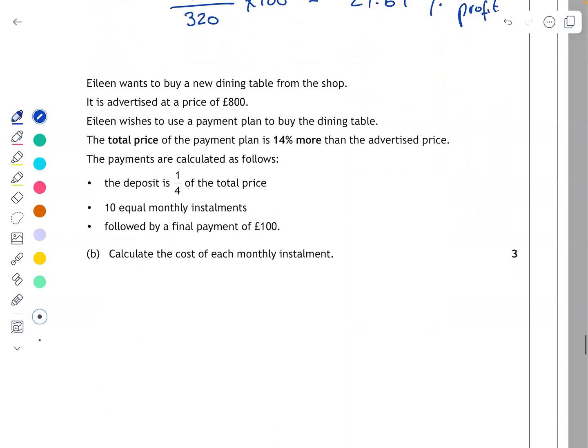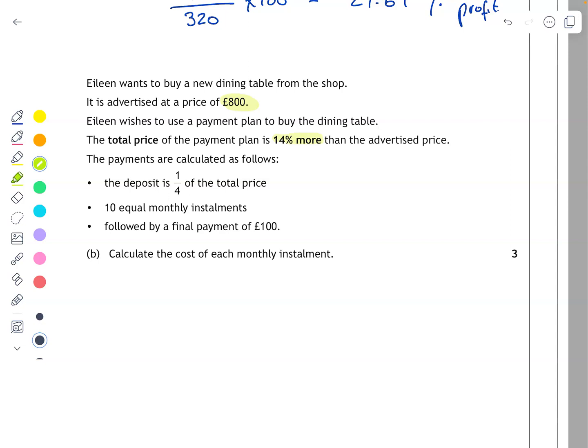So we'll continue with this for part B. Eileen wants to buy a new dining table from the shop. It is advertised at a price of £800, but Eileen wishes to use a payment plan to buy the dining table. The total price of the payment plan is 14% more than the advertised price.